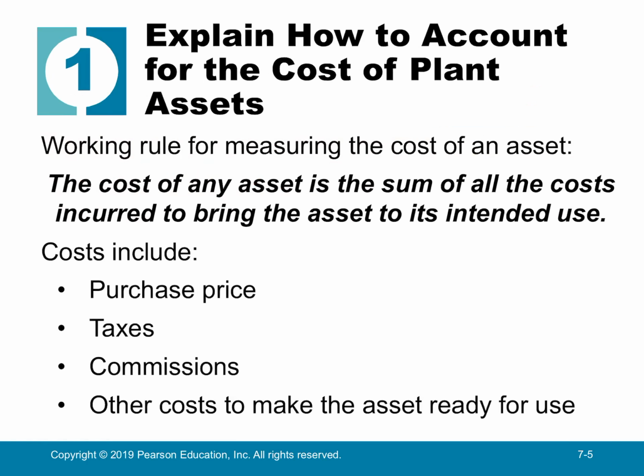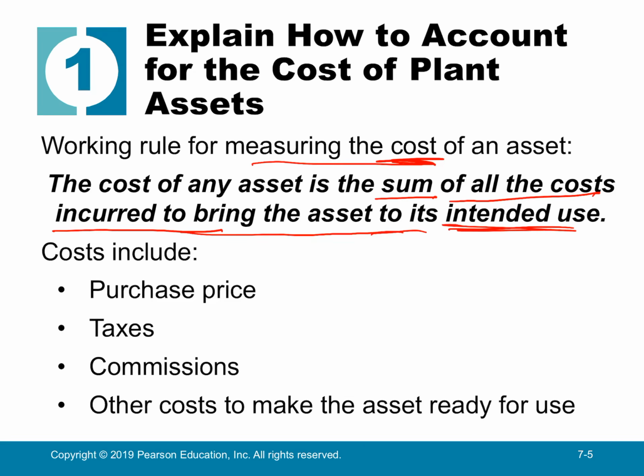So how do we account for plant assets? Here's the key word, and this is a little bit of a repeat from inventory. Just remember that when you're measuring the cost of an asset, it's the sum of all costs incurred to bring the asset to its intended use. So the purchase price, taxes, commissions, other costs that make it ready to use, right? So training employees to use it the first time, building a special sitting area for this piece of equipment, let's say.